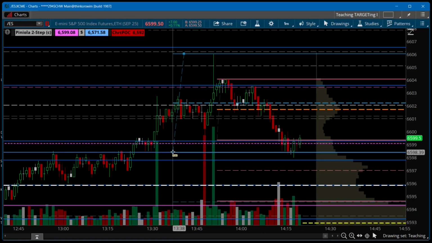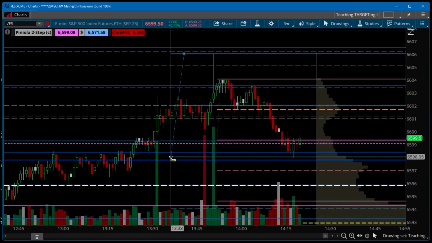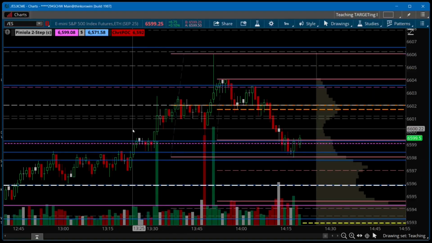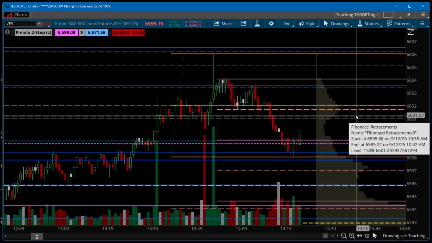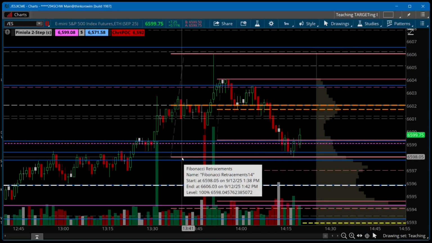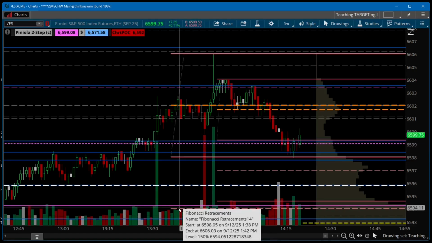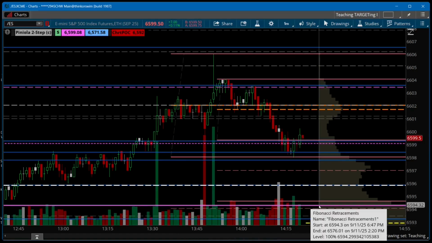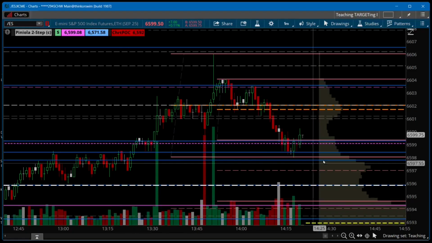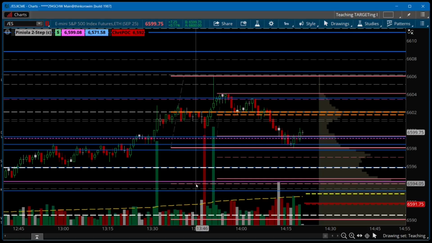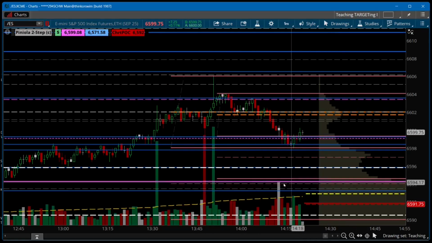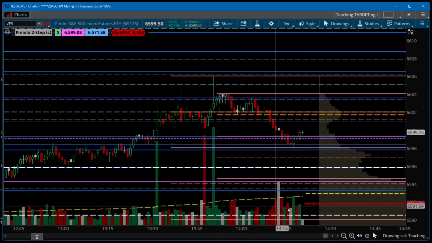But I would now take that, and that just adds more significance to this area, more resistance in this level right here. And that puts the 1.5 down here, it's right there, closer to our magnet down here.